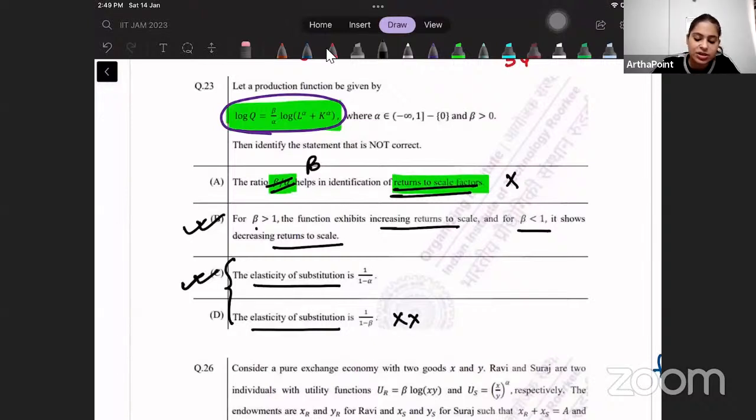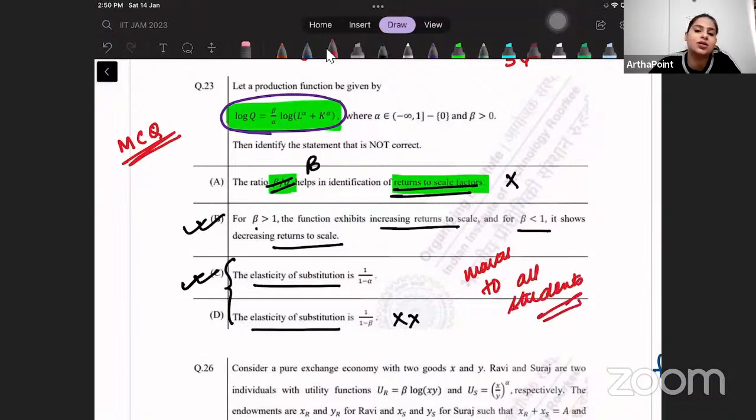Now this actually came in a multiple choice question. It should have been a multiple select question. That is why marks were given to all students. That was the lucky thing here, right? But next time it can come as an MSQ. So what we learn from here is that basic concepts like what is elasticity of substitution. Acha, is baar aise aaya.